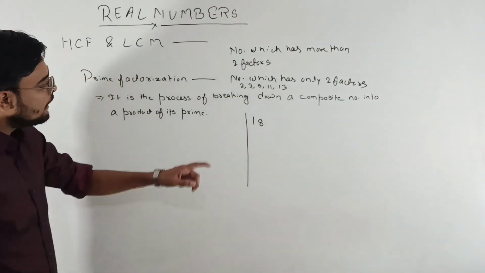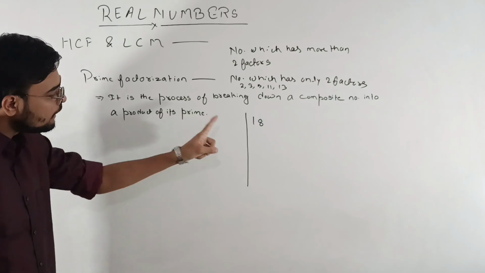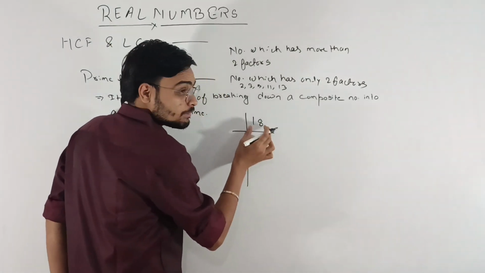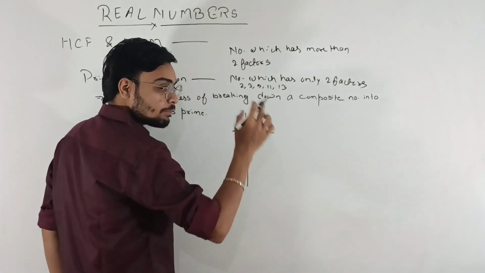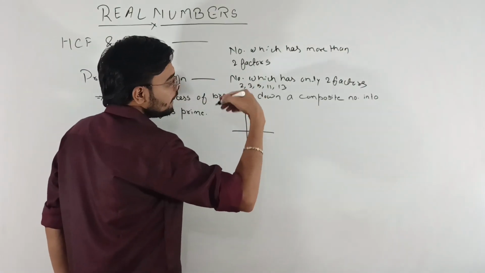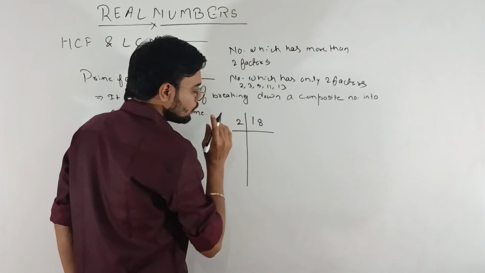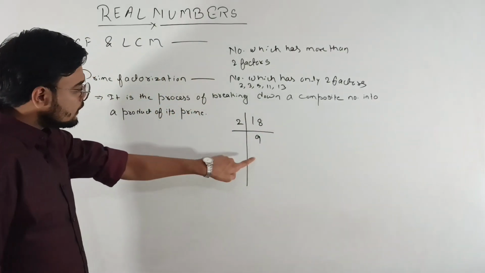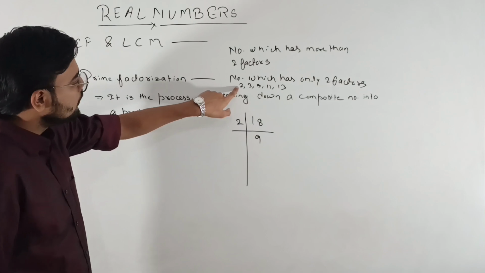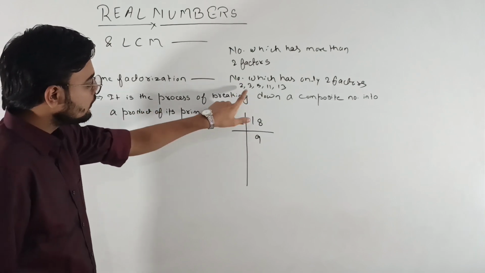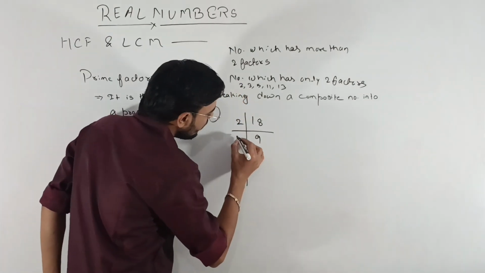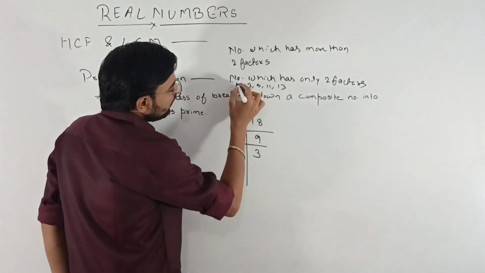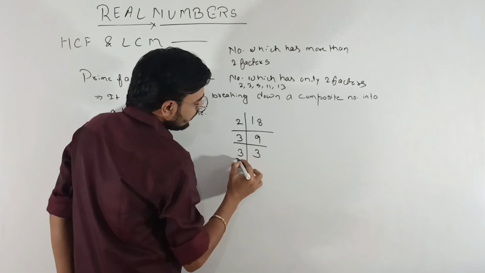Now we break 18 into its product of primes, which means we divide 18 by only prime numbers. First, by 2. 18 is divisible by 2, that's why I use 2. If 18 is not divisible by 2, then we use 3, then 5. 18 is divisible by 2, then 2 9s are 18. Now this 9 is not divisible by 2, so we check by 3. This 9 is divisible by 3, so I use 3. Now this 3 is again not divisible by 2, it is divisible by 3, then 1.